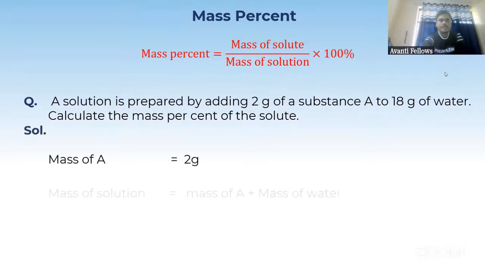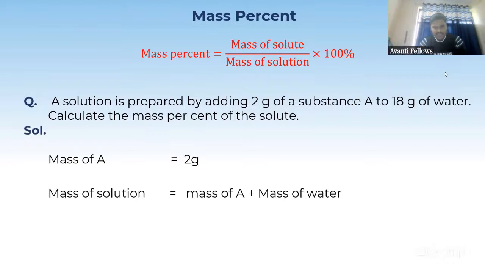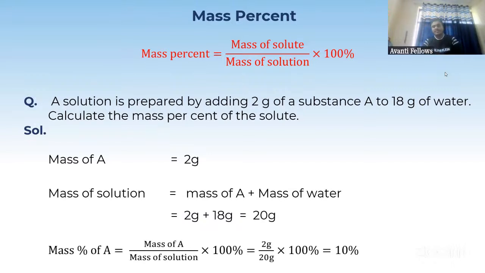Let's see. First, what is the mass of A? That is equal to 2 gram. Now what is the mass of solution here? So mass of solution is equal to mass of A plus mass of water, that is 2 gram plus 18 gram, which is equal to 20 gram, right? So now, how will you calculate mass percentage of A? Mass percentage of A comes out to be mass of A divided by total mass of the solution into 100%. This is how you can calculate mass percent.